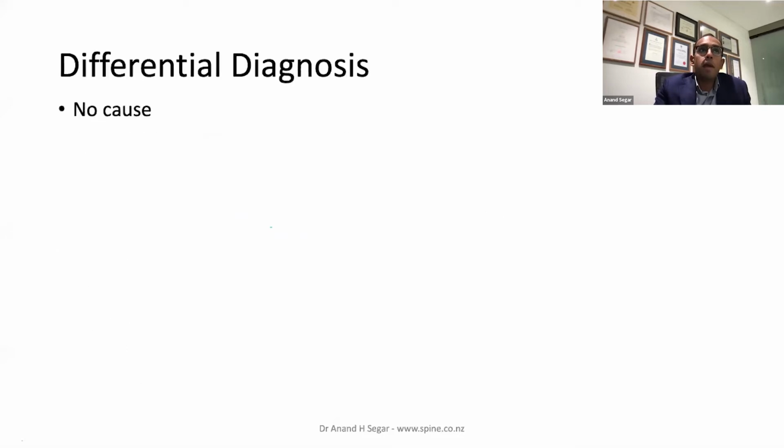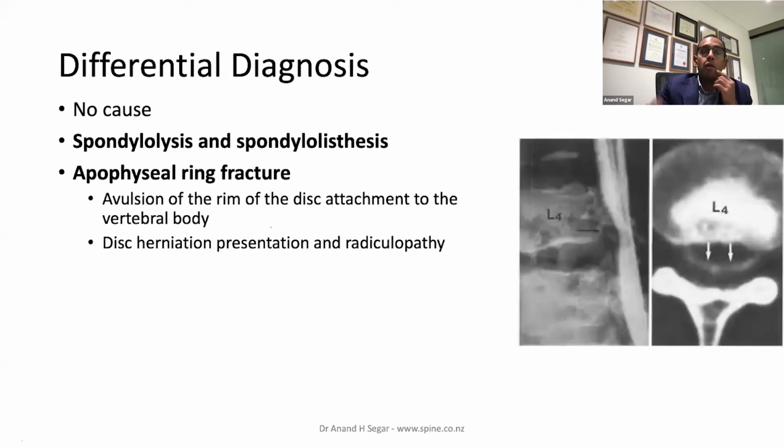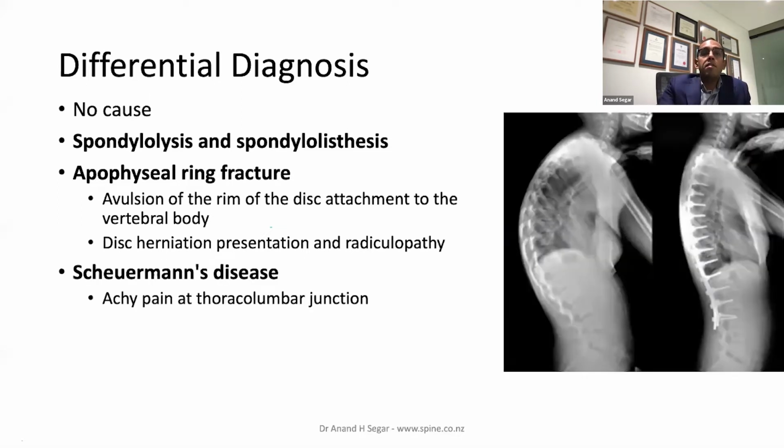The differential for back pain in children is non-specific, not surprisingly. Spondylolysis or spondylolisthesis, and I'll come to that. Apophyseal ring fractures, so around the disc in the spine, there is where the bone grows from, and that can sometimes pull off. And that can avulse within the spinal canal, and that can push on one of the spinal nerves and can present with radiculopathy, similar to a disc herniation presentation in adults. Scheuermann's disease or Scheuermann's kyphosis, which is an idiopathic kyphosis of the thoracic spine. They can get an achy pain in the thoracolumbar spine.